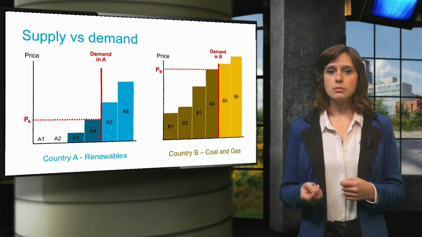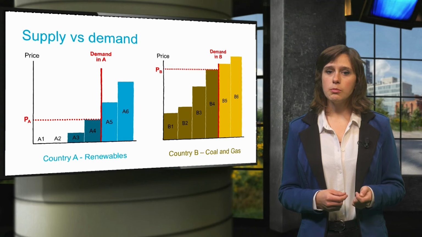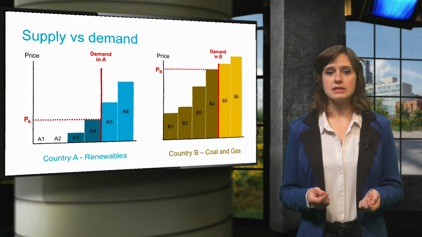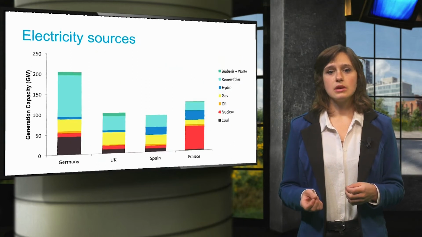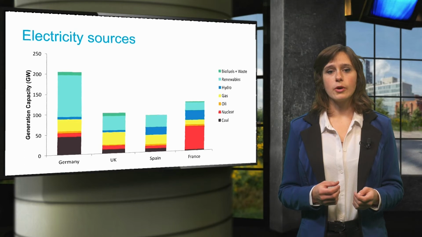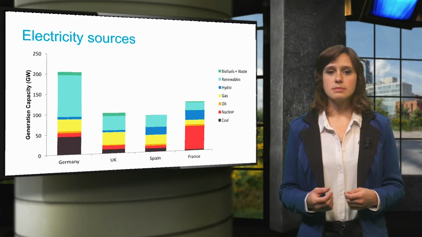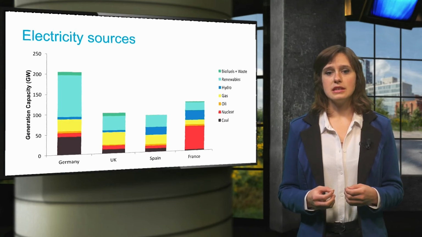More renewables means lower marginal costs and lower prices, whereas more thermal plants like coal and gas typically means higher prices. Let's look at some real-life examples. Here we show the generation portfolios for 4 countries: Germany, the UK, Spain and France. This is data from 2018.